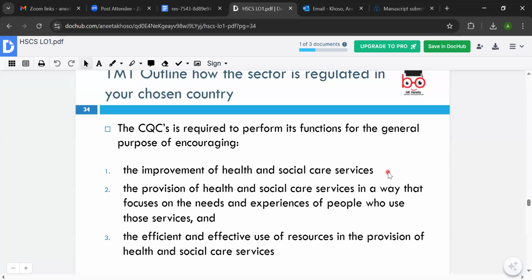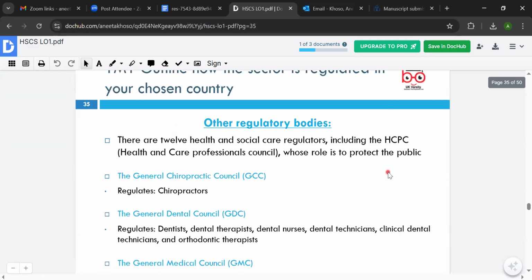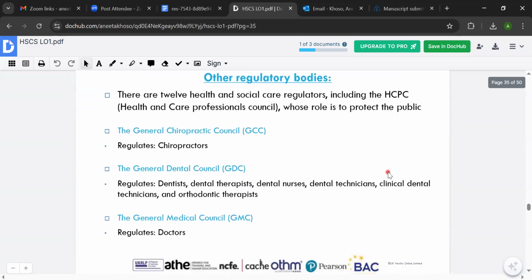Provision of health and social care services in a way that focuses on the needs and experiences of people who use those services, and the efficient and effective use of resources in the provision of health and social care services. Other regulatory bodies exist as well. So there's the HCPC, which is the Health and Care Professions Council, whose role is to protect the public.